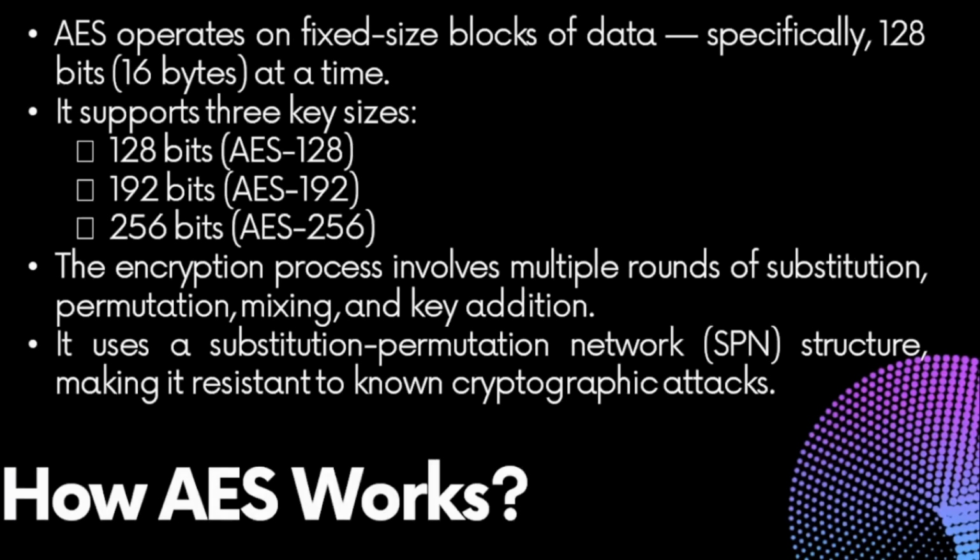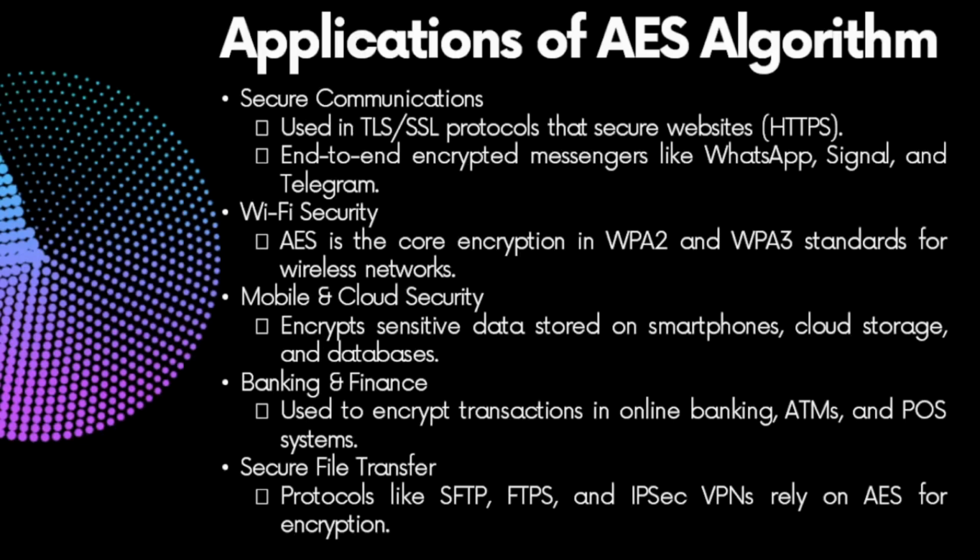So basically, AES operates on fixed size blocks of data, specifically 128 bits or 16 bytes at a time. It supports three key sizes: 128 bits, 192 bits, and 256 bits. And the encryption process involves multiple rounds of substitution, permutation, mixing, and key addition. It uses a substitution permutation network, that is an SPN structure, making it resistant to known cryptographic attacks.